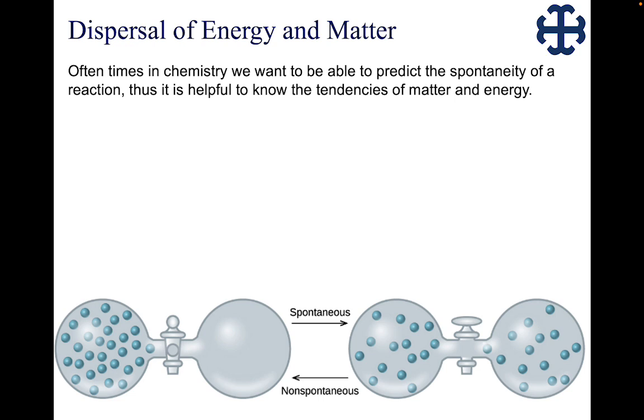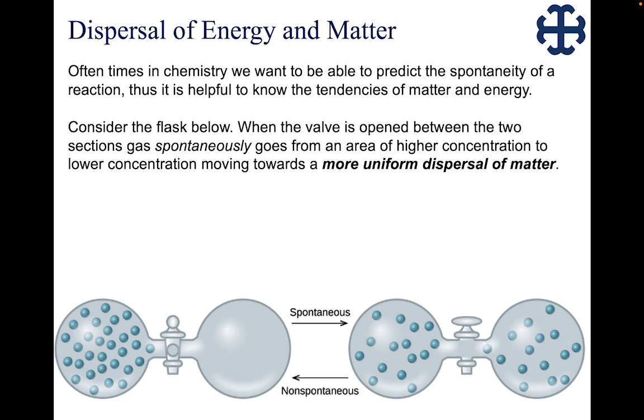And so we often want to predict the spontaneity of a reaction, and that will help us know the tendency of certain systems. So consider this flask below. If we have a closed valve and one side has a gas and one side is under vacuum, then if we were to open that valve, there would be a spontaneous flow of matter from the side that has gas, that has pressure, to the side that is under vacuum, right?